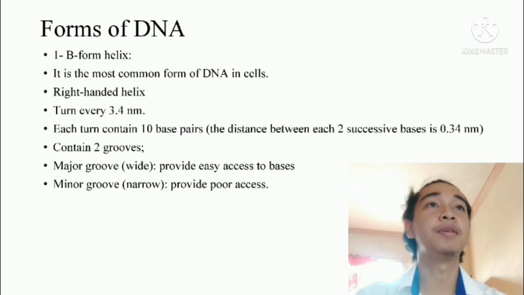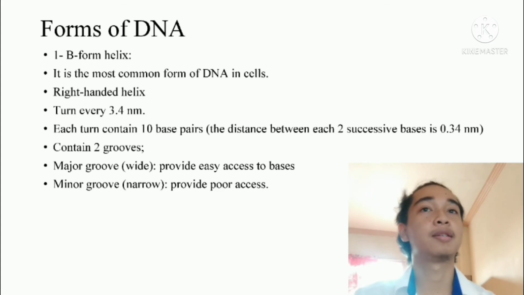The forms of DNA. The first one is the B-form helix. This is the most common form of DNA in cells. It is a right-handed helix that turns every 3.4 nanometers. Each turn contains 10 base pairs. The distance between each two successive bases is 0.34 nanometers. It contains two grooves. The major groove, or wide groove, provides easy access to bases. The minor groove, narrow, provides poor access.